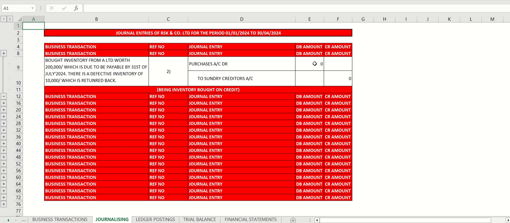I request the viewers to go through those respective videos, then only viewers would be able to understand what journal entries are supposed to be created when the purchases are made on credit basis. Okay, I have already made the entry over here. The entry would be purchase account added to sundry creditors account. Okay, the value would be 22 lakhs.